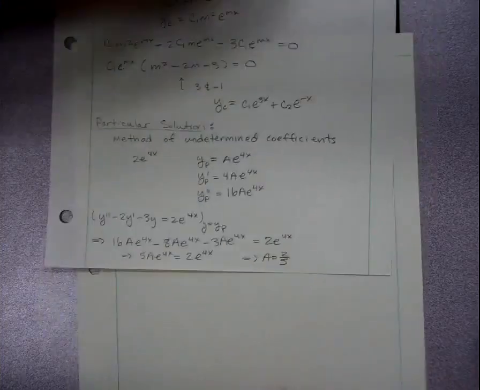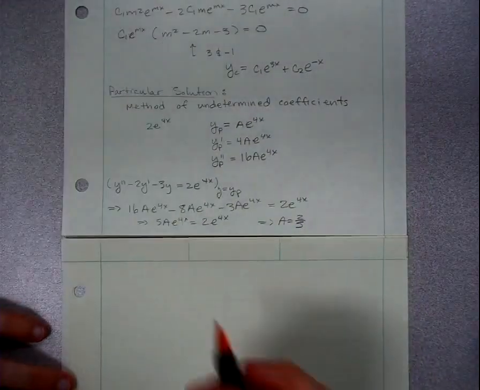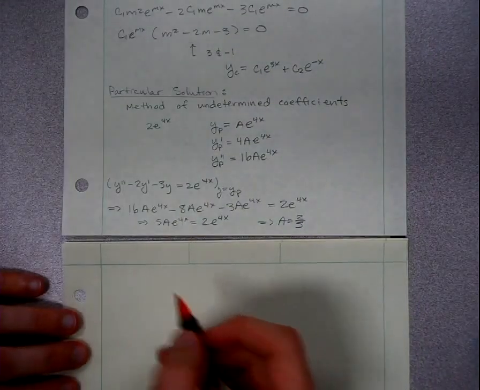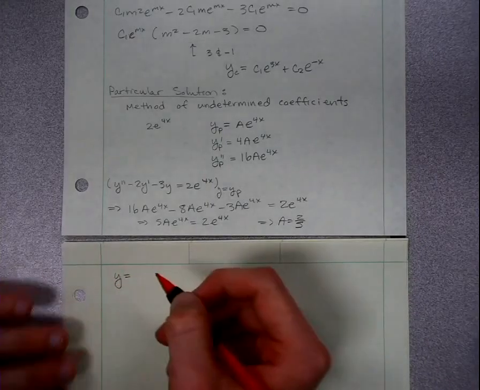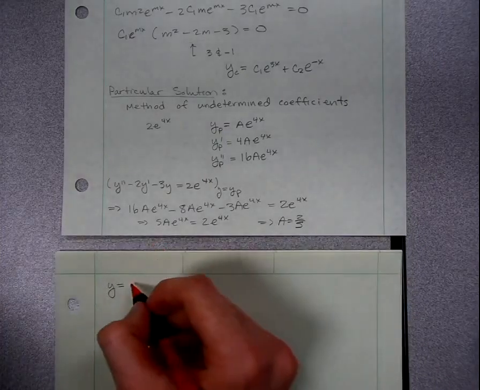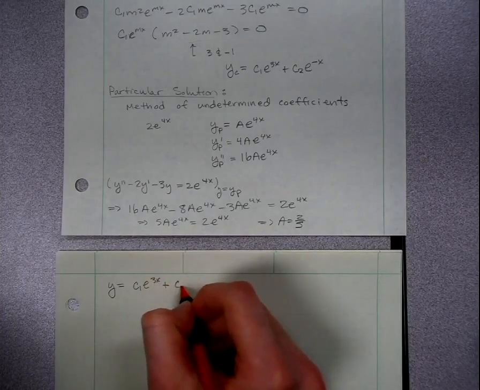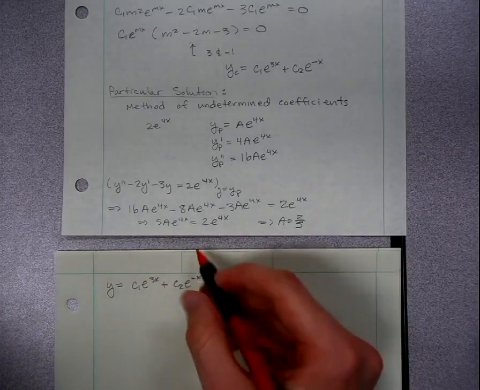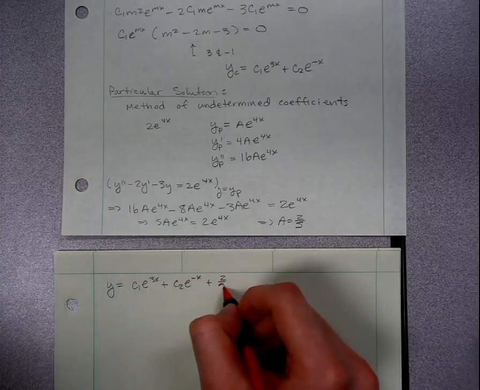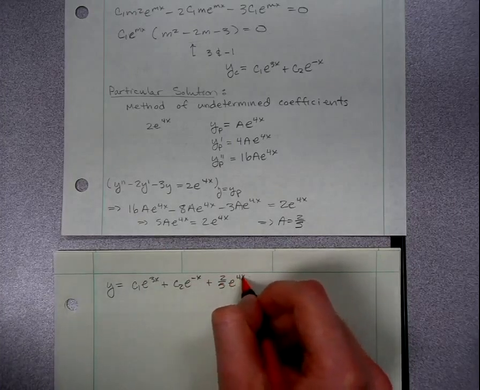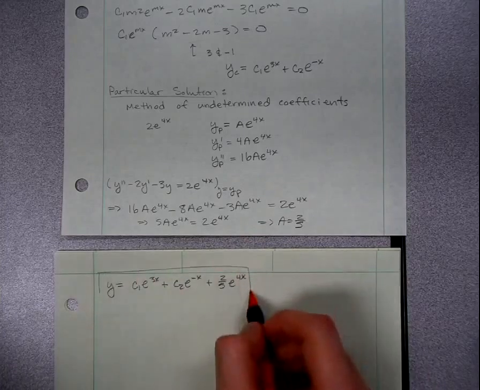Therefore that makes our whole solution y equals c1 e to the 3x plus c2 e to the negative x plus 2/5 e to the 4x. And that is our answer.